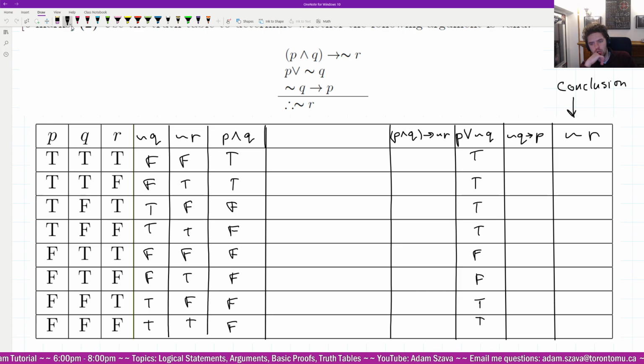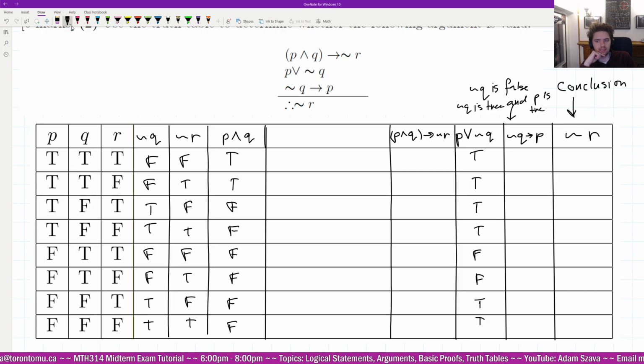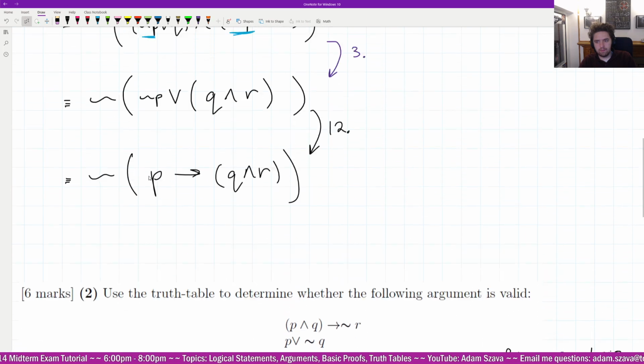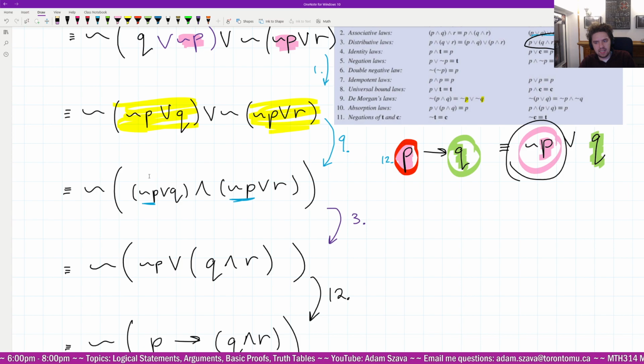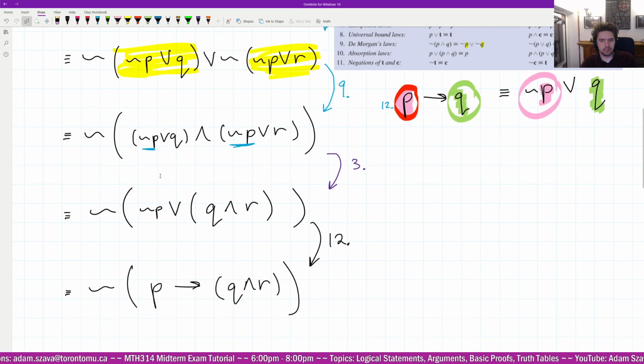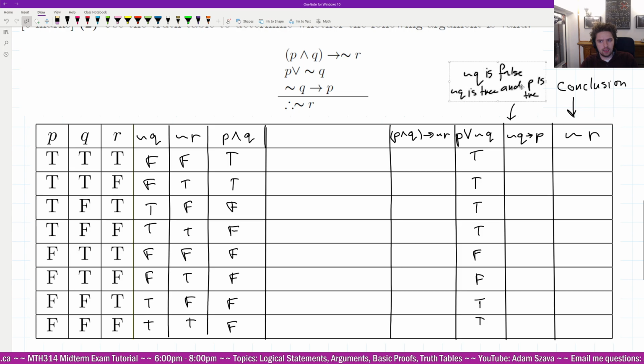So not Q implies P. This is true if not Q is false, or if not Q is true and P is true. Those are the two cases. That's literally what this means. An implication is true if its hypothesis is false, so it defaults to true. If P is false, then not P is true, and it's an OR gate, so it's true. Or if P is true, which means not P is false, but Q is also true, so it still goes to 1. That's just that in words.